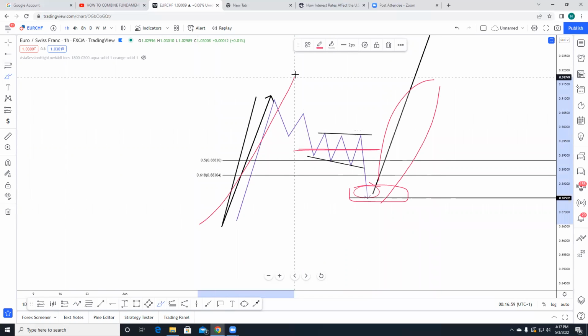One, you have the impulse. Two, you have the correction. Three, it has corrected to the appropriate level. Four, it has peak liquidity at what? At a sub-psychological level, price level of 0.8750. And five, confirmation. The fifth confirmation is what?